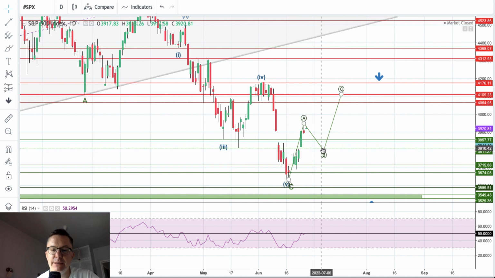this pattern here might still be labeled as 1 or A, 2 or B, 3 or C. So it might still be an impulsive wave to the upside development instead of just ABC to the upside. Okay, so please be aware of this fact.